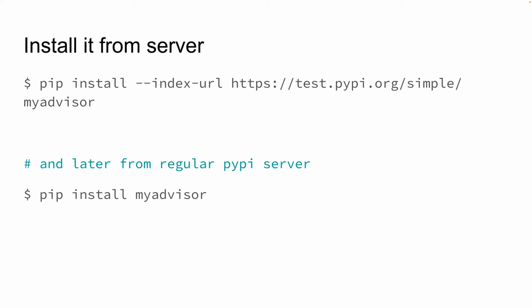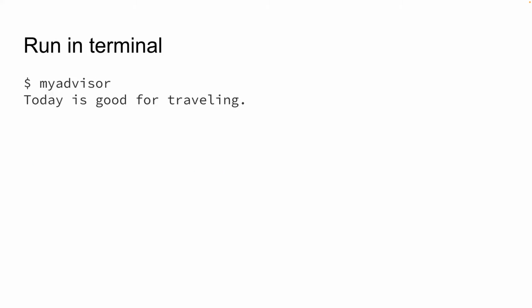After that's done, if that succeeded, you can already pip install your package. Usually the command would be just pip install my advisor. My package name is my advisor. Here I'm doing pip install and providing an index URL because this is not a standard PyPI server, right? This is a test one. I need to specify that explicitly. After you did that, you can just run it in terminal with one command name, my advisor, and it's going to display this message. Today is good for traveling.